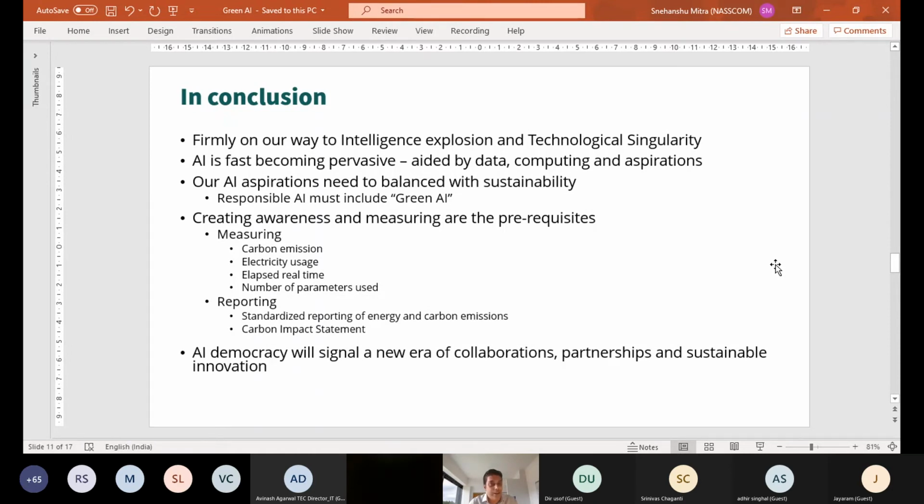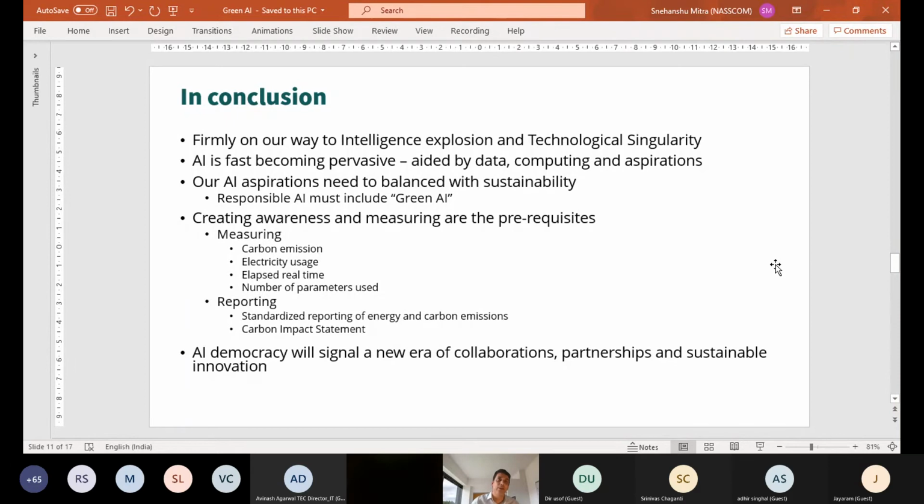We are also seeing that we are in the middle of an AI revolution, and it is being aided by data, which is coming to us at great speeds. It is also aided by computation advancements that we have seen in the recent past, but very importantly, our aspirations to be best in class in everything that we do. But the aspiration part also needs to be balanced with sustainability, and the concept of responsible AI that we quite often speak about also needs to compulsorily talk about green AI.